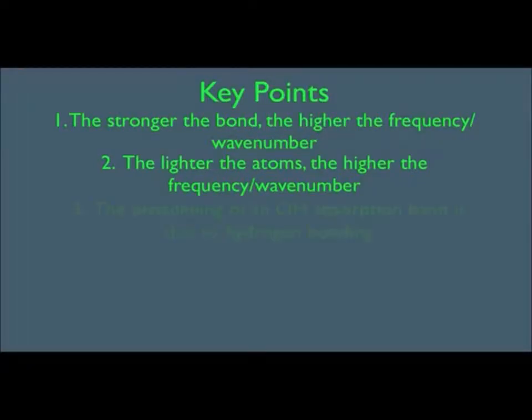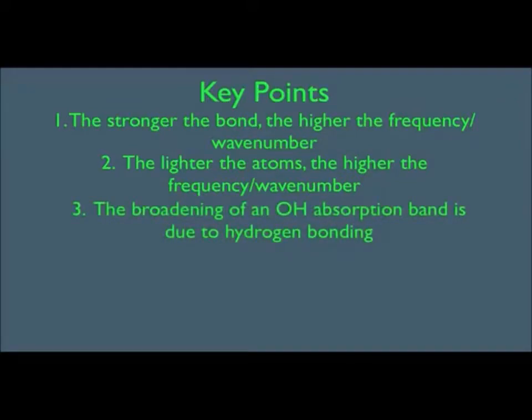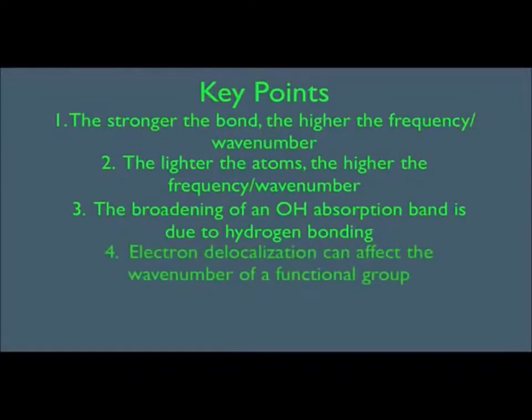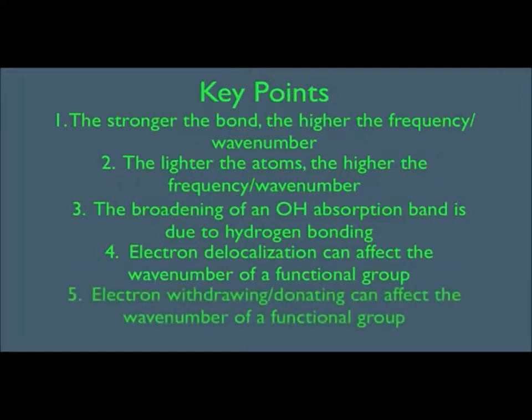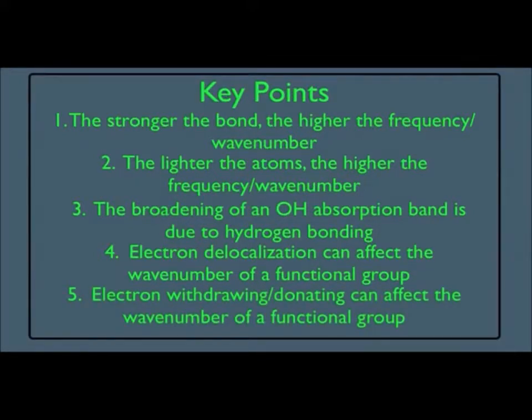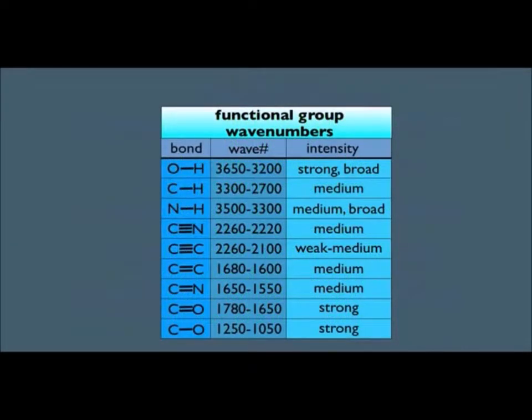And we're also going to see number three here, the broadening of an OH absorption band is due to hydrogen bonding. We're also going to see number four, electron delocalization, that is resonance, can affect the wave number of a functional group. And lastly, we're going to see that electron withdrawing or donating can affect the wave number of a functional group as well. So let's go back to our wave number chart here.